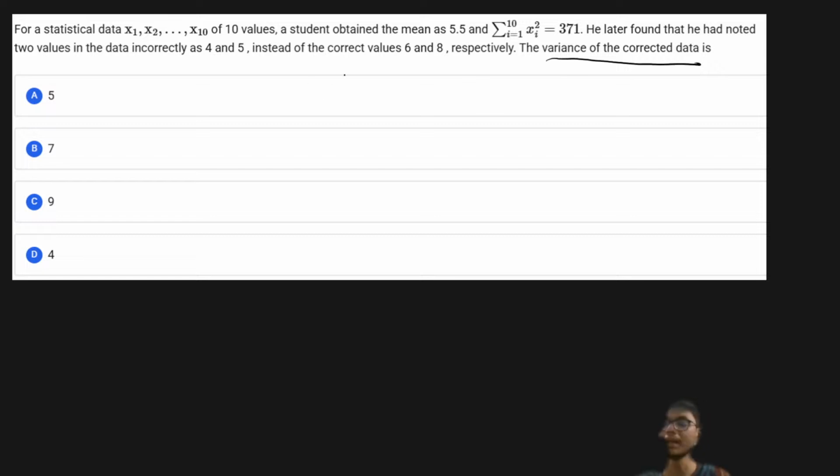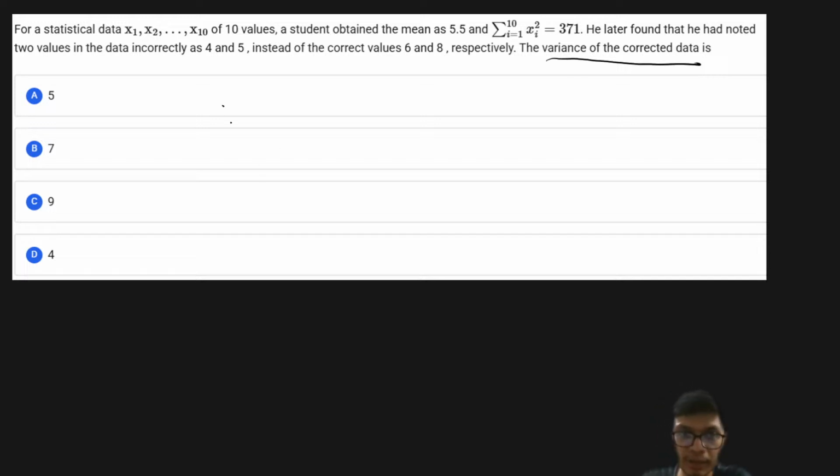So you have to correct him and tell what is the variance of the corrected data. Now these kinds of questions are repeated many times. Even if you look at the JEE Mains question paper or the IIT paper from 2008, 9, 10, you will find these types of questions were very common. So this question was a very common question for all of you.